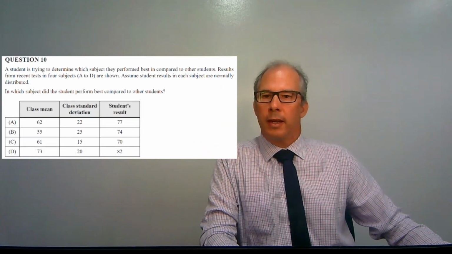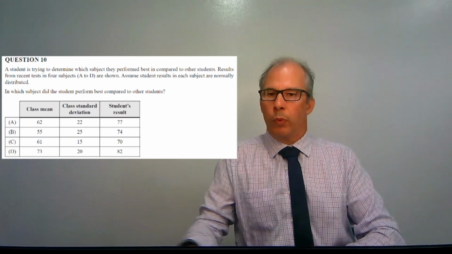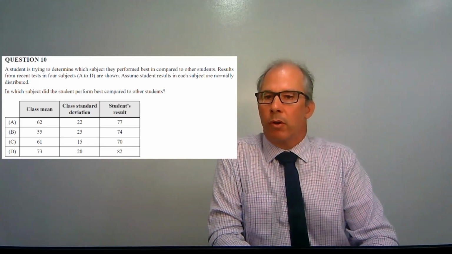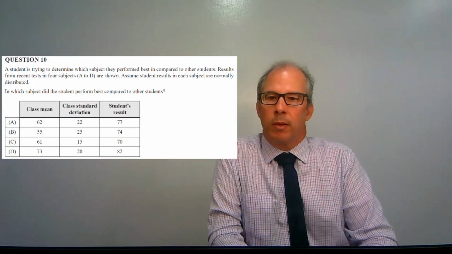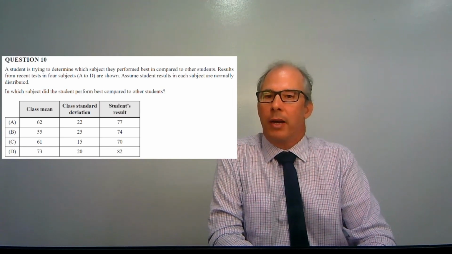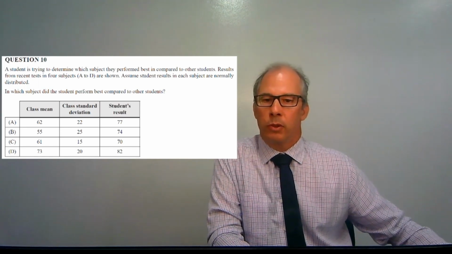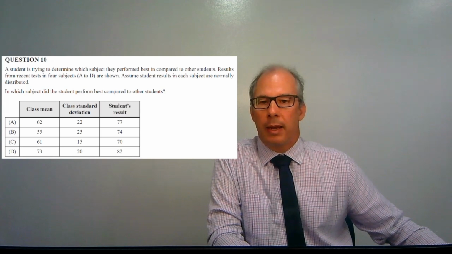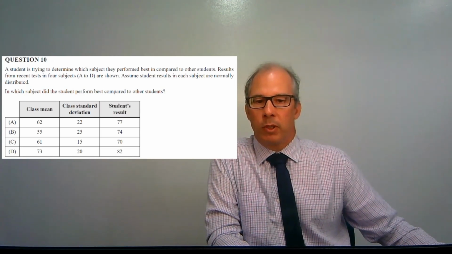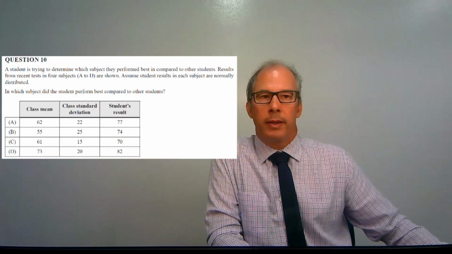Okay, question 10 here, bit of a long one, but we've got the student is trying to determine which subject they perform best in compared to other subjects. Results from recent tests for subjects A to D are shown. Assume that the student's results in each subject are normally distributed. So we're going to use our z-scores here to compare these, and I didn't have a shortcut method for this, so I'm just going to go straight up and write them all out one by one and then compare them at the end.